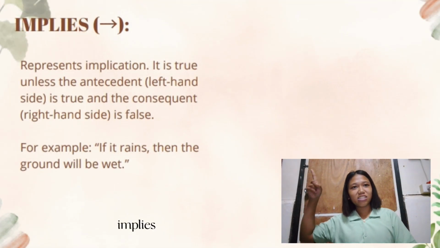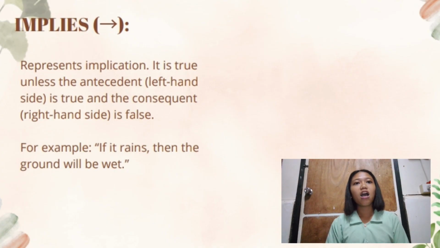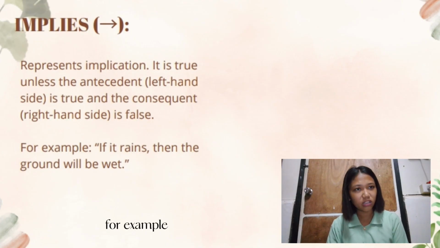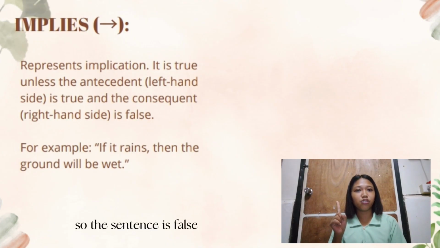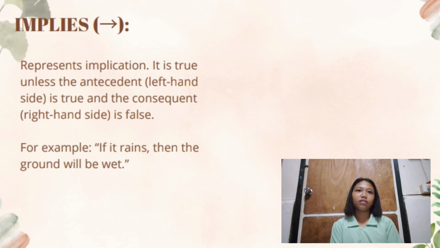Next is IMPLIES, which represents implication. It is true unless the antecedent, the left-hand side, is true and the consequent, the right-hand side, is false. The implies shows a condition and a result. For example, "if it rains, then the ground will be wet." The sentence is false only when it actually rains but the ground is not wet. In every other case, it is true.